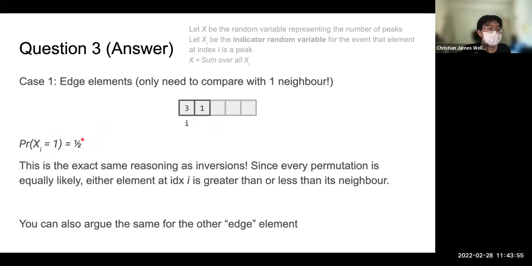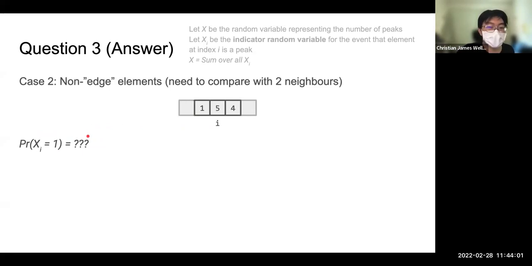Okay, if you get this far, I'm extra happy. The other case is maybe the trickier one. Now the non-edge elements. Now we need to compare with two neighbors, right? So what's the probability of this happening?